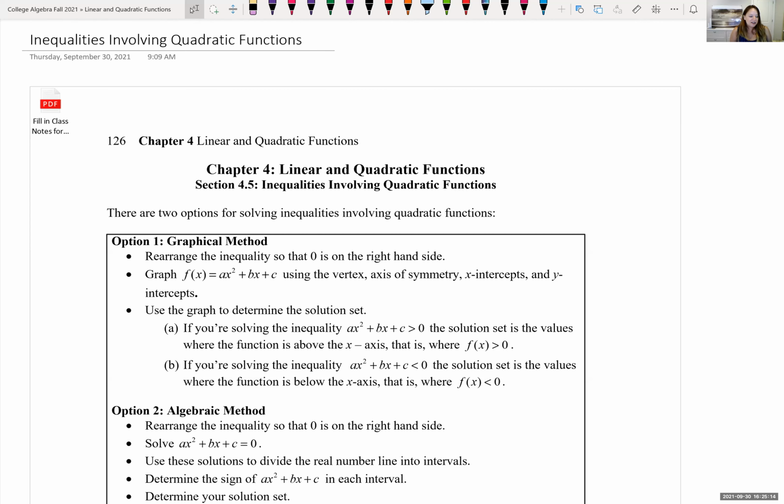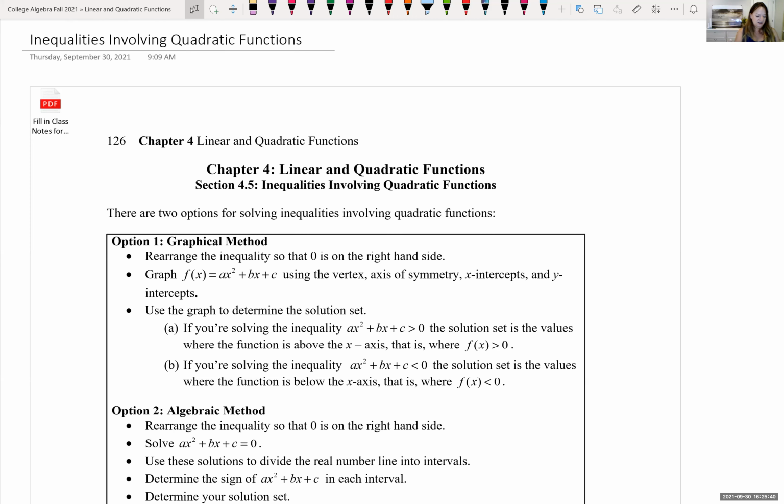So we just looked at graphing quadratic equations using transformations, or by finding the vertex and x-intercepts if they exist, and the y-intercept. Now we're going to jump into looking at quadratic functions and inequalities. There's a couple of ways that we can do this.